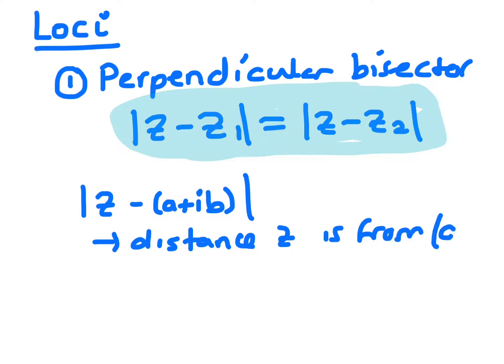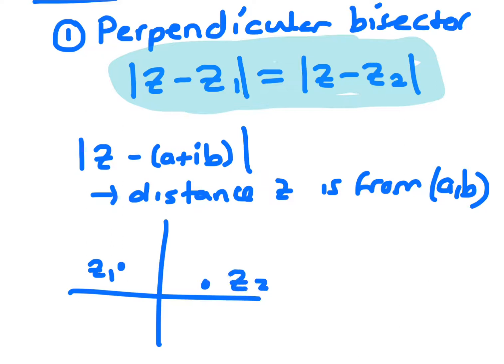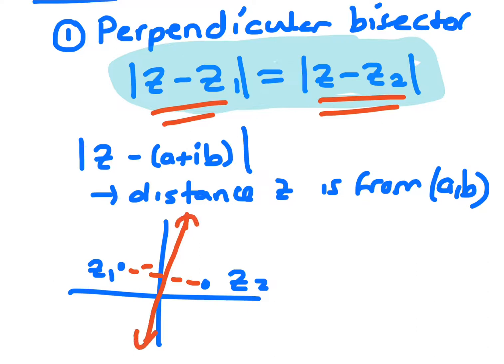the point (a, b). Okay, so when we're looking at that locus, if we're just doing it using vectors, if this was z1 here and this was z2 here, then this just means the distance that z is from z1 will equal the distance that z is from z2. So if we drew a line connecting these and we went right down the middle, the equation of the line that you want would be the perpendicular bisector of that line.